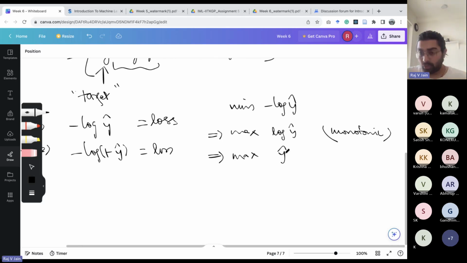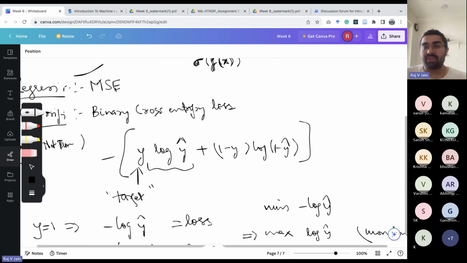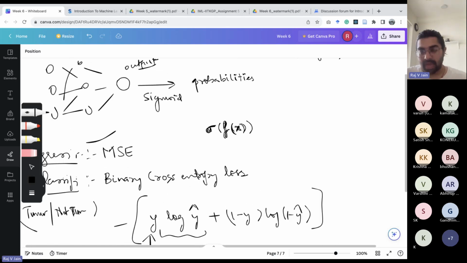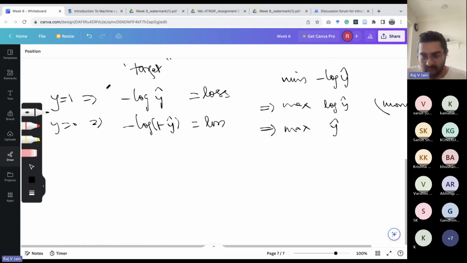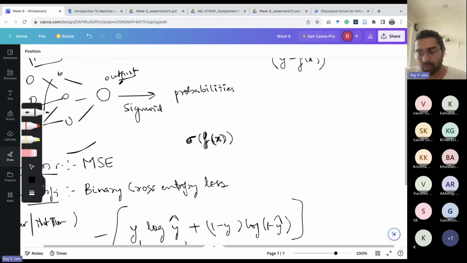So what is y hat? Y hat is the output of this network, after applying sigmoid. So we are saying whenever the target is 1, try to maximize your output, to make it as close to 1 as possible, because y hat is also between 0 and 1. After all, y hat is a probability value, since we apply sigmoid on the output.